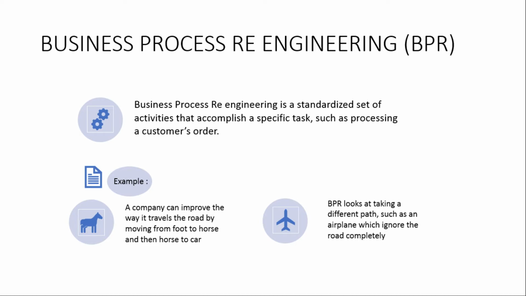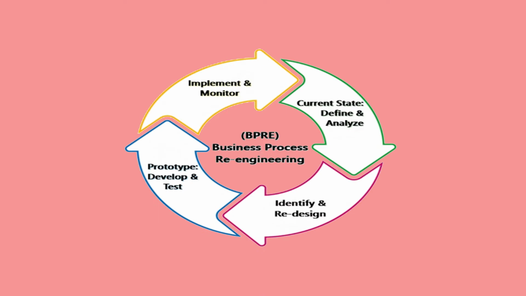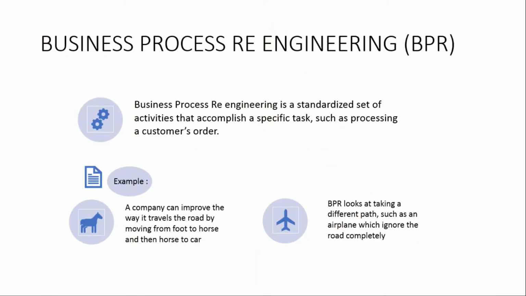Business process reengineering. A business process is a standardized set of activities that accomplish a specific task, such as processing a customer's order. A company can improve the way it travels the road by moving from foot to horse and horse to car. BPR looks at taking a different path, such as an airplane, which ignores the road completely.